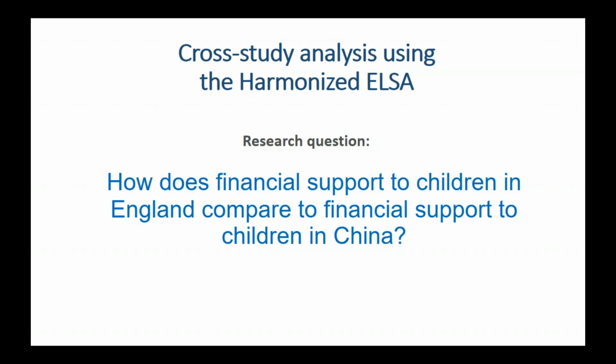And this is called a difference in difference approach. It's saying there's a difference in how things are correlated with a certain set of people in one country, versus the difference in how things are correlated along the same characteristics in another country. So that's what we're going to be looking at. How does financial support to children in England compare to financial support to children in China? And do we see different sorts of correlations across different ages?